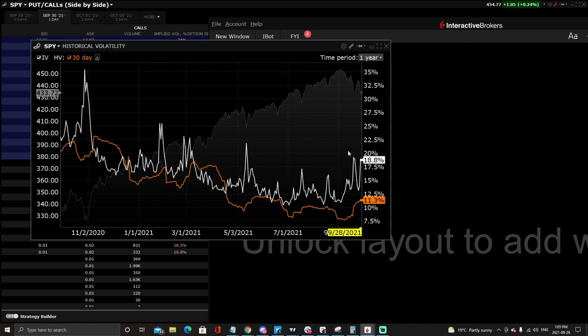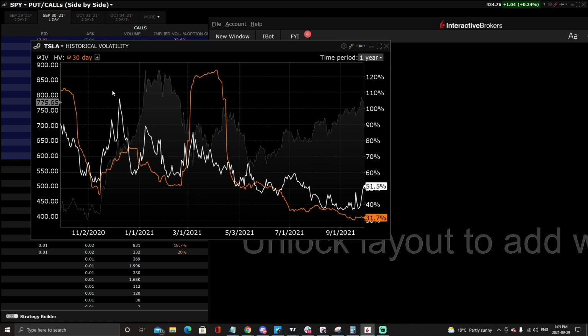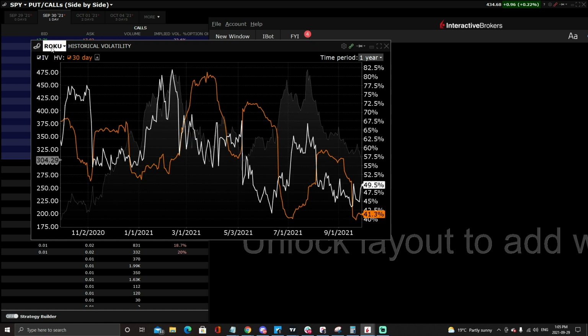Now, if we look at other names, you'll see that their implied volatilities are much different. So you can see Tesla on average, right, is going to be much higher. Over the past bit, Tesla has dropped in implied volatility, but it's still relatively high. You can say somewhere that it's at 50, and right now the implied volatility for Tesla is low. So another name, maybe Roku, right? Roku's implied volatility is much higher than that of the SPY.